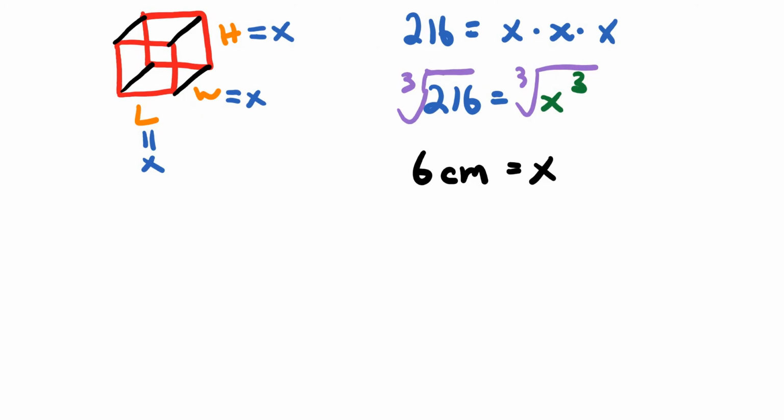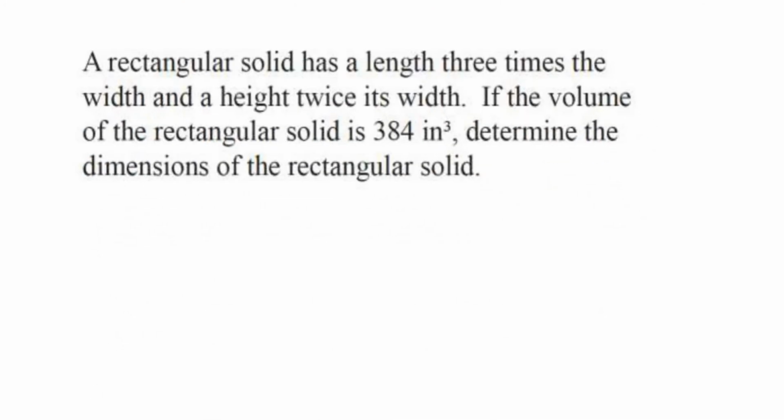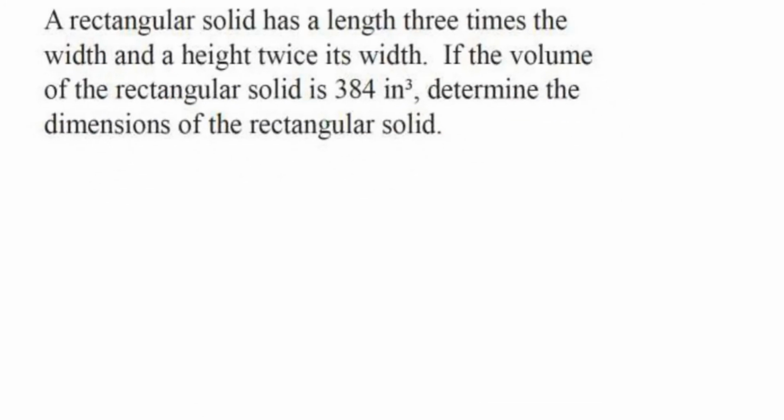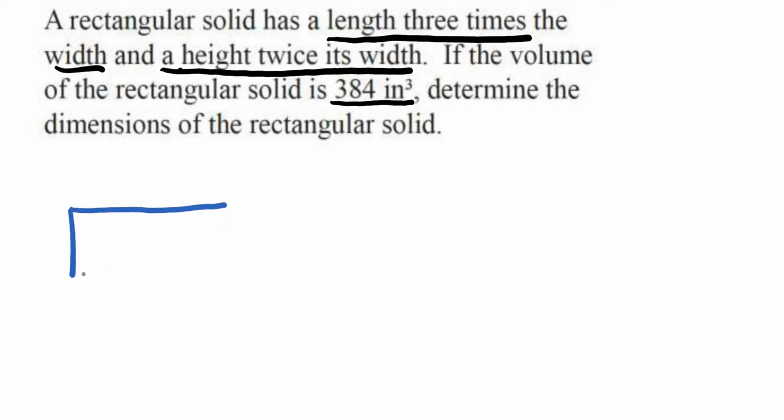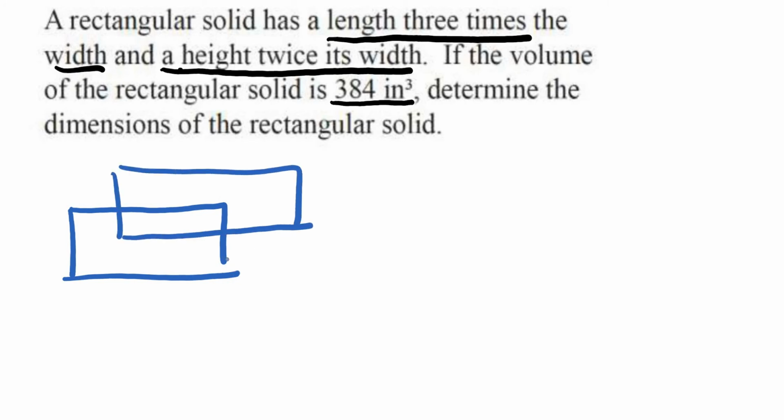Okay, great. Two more questions and then we're done with this homework video guide. Okay, a rectangular solid has a length 3 times the width and a height of twice its width. The volume of the rectangular solid is 384 inches cubed. Determine the dimensions of the rectangular solid. Okay, so let's go ahead and draw a 3D shape here, something like that.